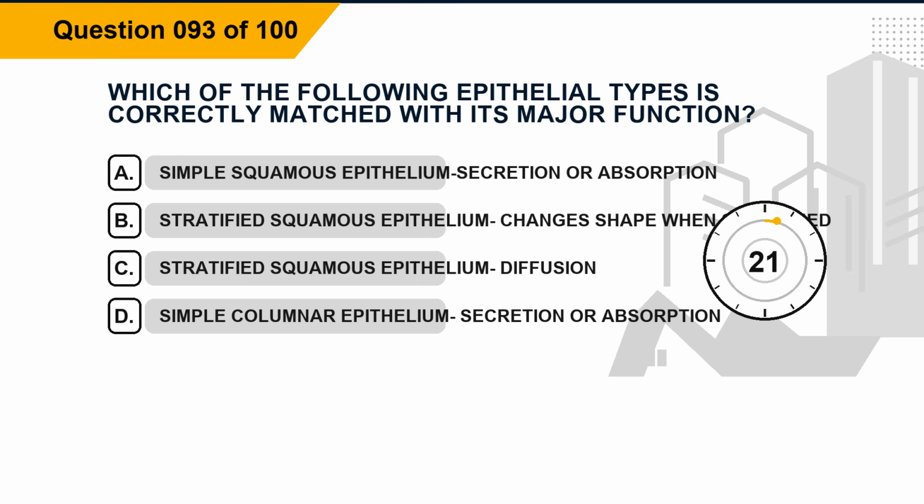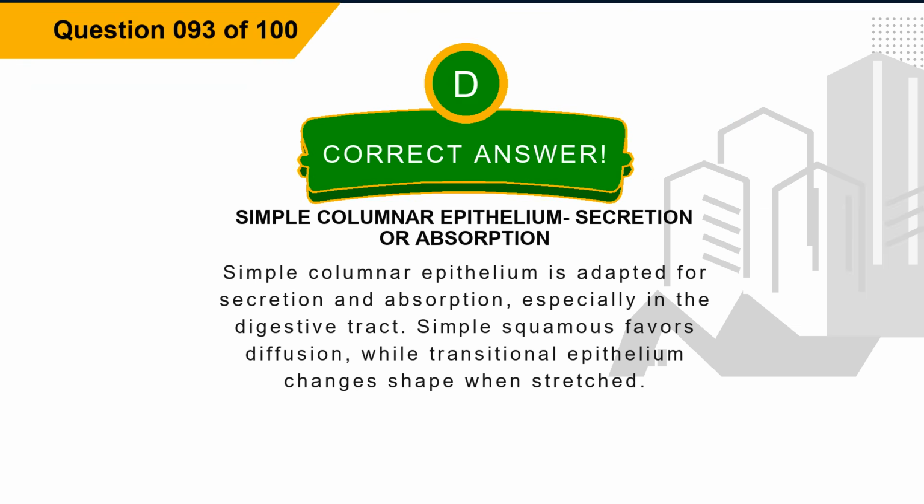Question 93. Which of the following epithelial types is correctly matched with its major function? Option A, simple squamous epithelium, secretion or absorption. Option B, stratified squamous epithelium, changes shape when stretched. Option C, stratified squamous epithelium, diffusion. Option D, simple columnar epithelium, secretion or absorption. The correct answer is option D, simple columnar epithelium, secretion or absorption. Explanation. Simple columnar epithelium is adapted for secretion and absorption, especially in the digestive tract. Simple squamous favors diffusion, while transitional epithelium changes shape when stretched.